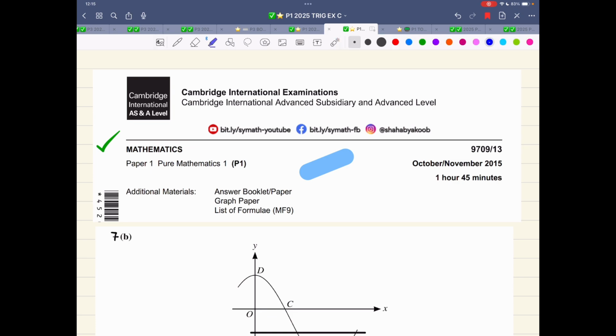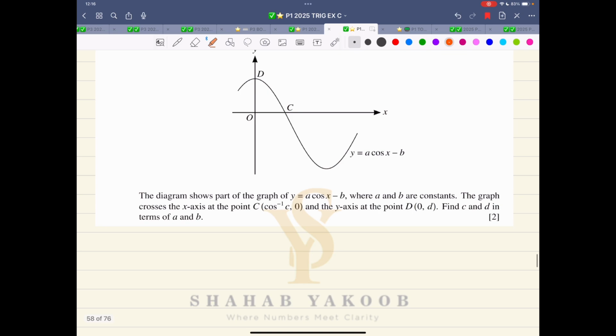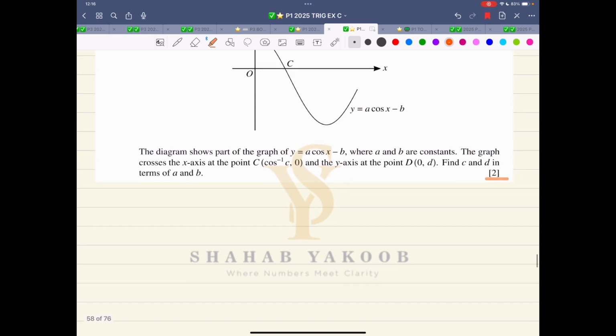So now let's look at this particular paper, which is Paper 1 Pure Maths 1, October/November 2015, variant 1-3, and this is part B of question number 7. A very simple but conceptual question only for 2 marks. Yes, every single mark is worth it.